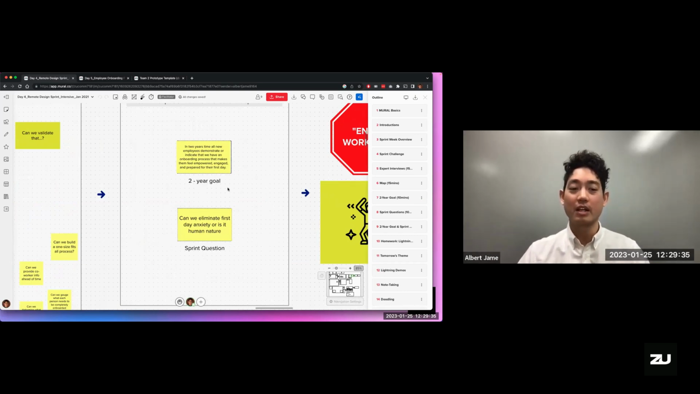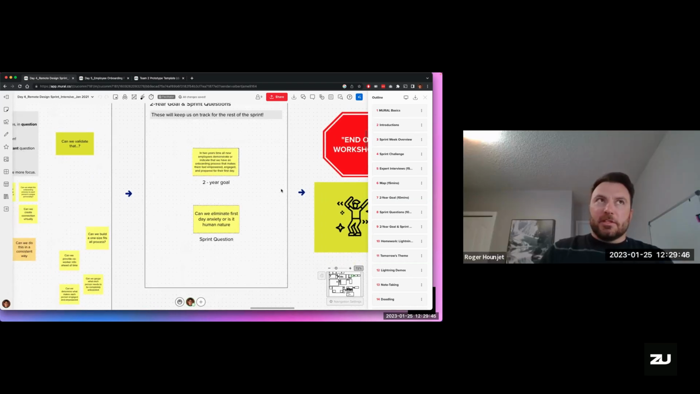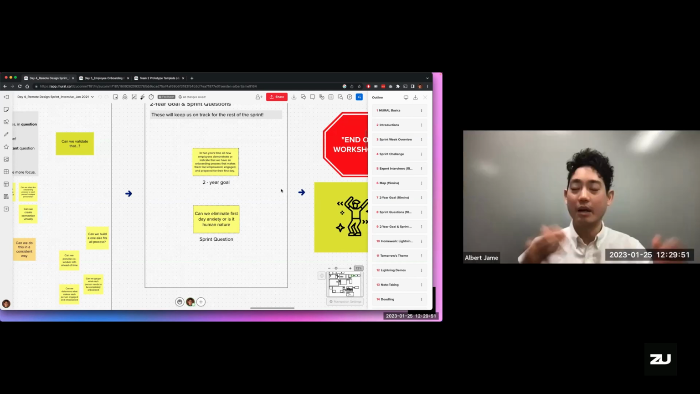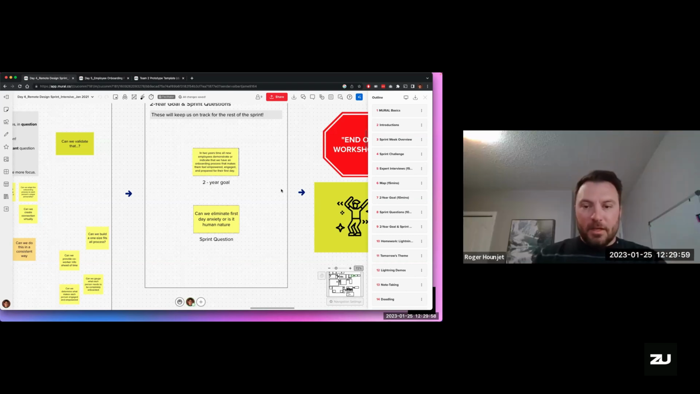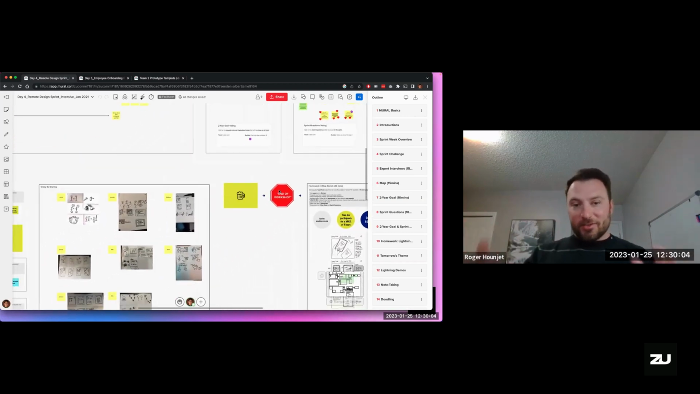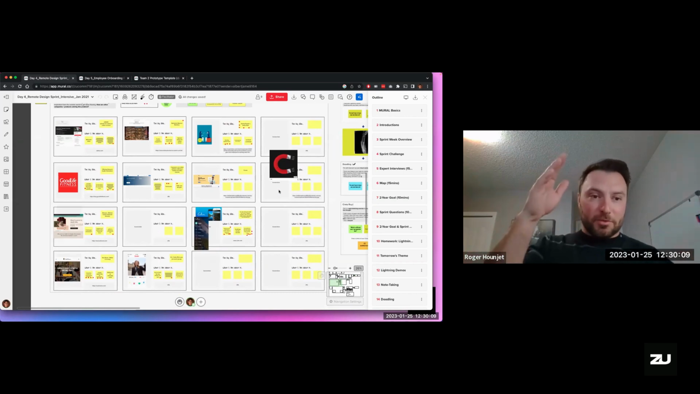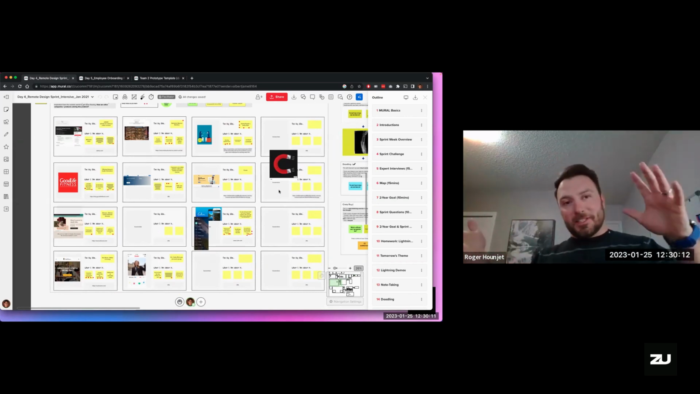Roger, can you remember the two-year goal and the sprint questions and how they guided us? Yeah, I don't remember the two-year goal specifically, but it definitely put things into context. We used it and reminded ourselves, and in the moment we were always going back to it. Yeah, it's a constant. It creates goalposts as you're generating ideas. Number one, is it solving the problem we're trying to solve? And number two, is it helping us get to our two-year goal?